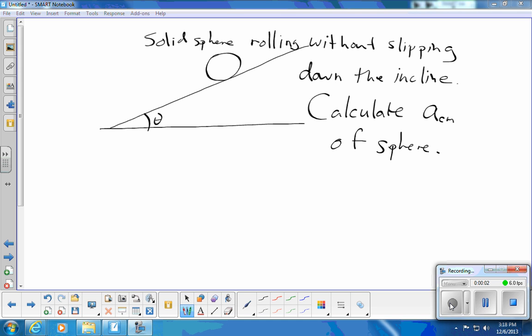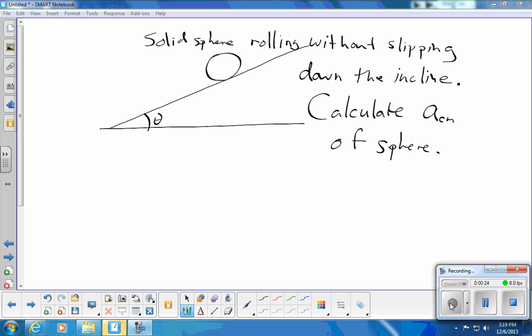Okie doke, we're going to do one or two example problems dealing with objects that are rolling without slipping. Got to start with the classic, and that is a ball rolling down a ramp. And so we have here a solid sphere, and it's rolling without slipping down an incline. And we are asked to calculate the acceleration of the center of mass of the sphere.